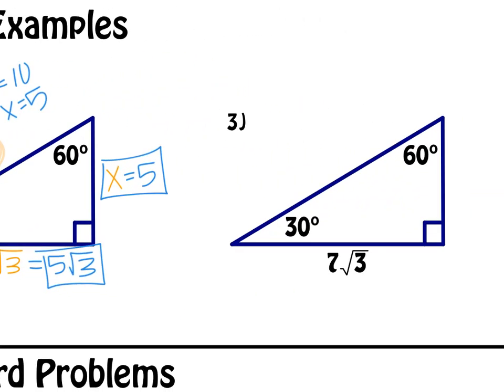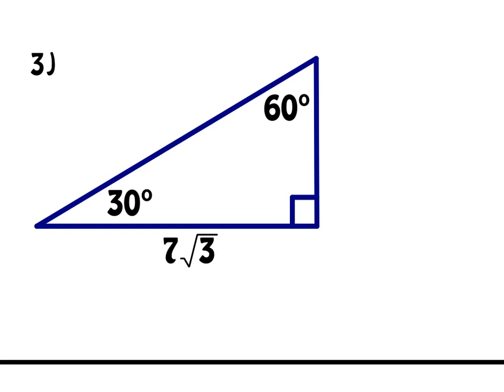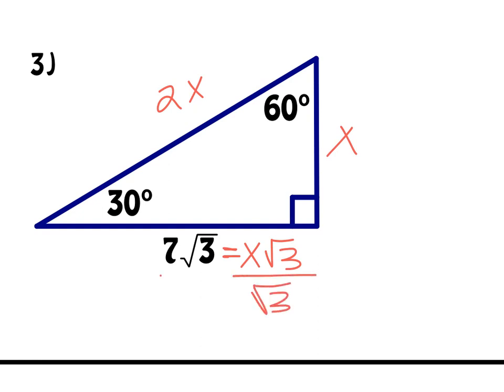Last but not least, I'm given this one. If I go ahead and label my sides, I know that this is x square root 3, this is x, and this is 2x. Looking at this medium-sized side, I have 7 square root 3, and in order to get that, I have to set this equal to x square root 3. In order to solve for x, one of the things we can do is divide by the square root of 3.